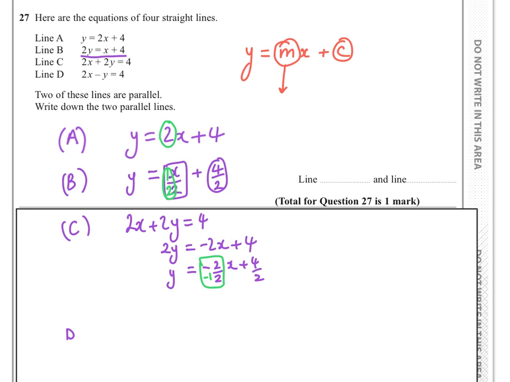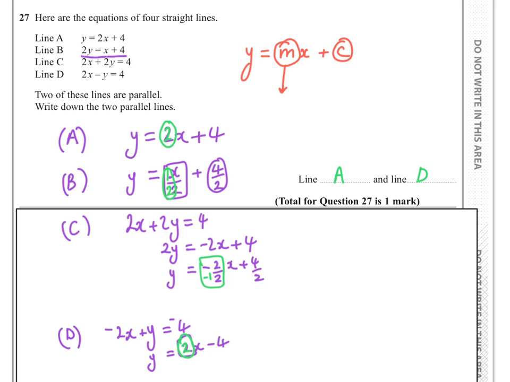And then finally D, we have 2x minus y equals 4, which is the same as minus 2x plus y is negative 4. That's the same as timesing everything by negative 1. Then I can add 2x to both sides and I'll have y equals 2x minus 4. And here we can see the gradient is 2. So the gradient was 2 in line A, and the gradient was 2 in line D.